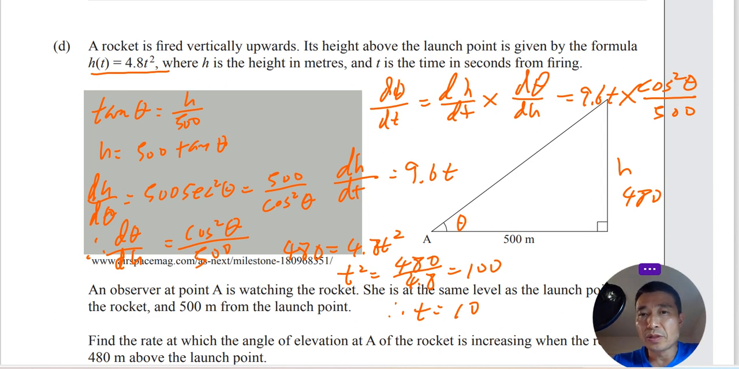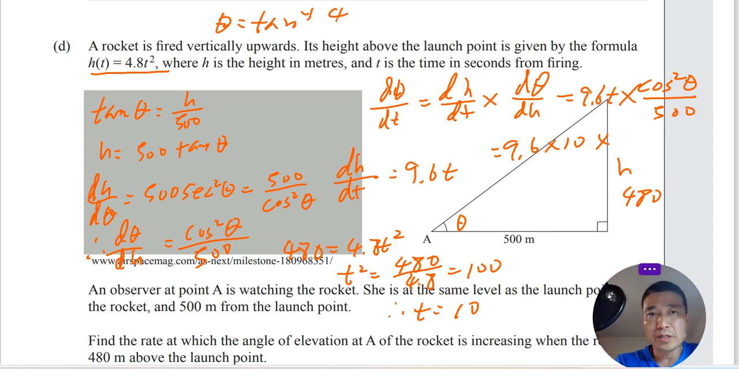So what we are going to do, we have to plug 10 into t, and we are going to find theta. Well, that's easy, isn't it? All you have to do is theta equals tan inverse of 480 over 500. So use calculator. Make sure you have radian on your calculator, right? Not degree. So 480 divided by 500. So I've got 0.765.